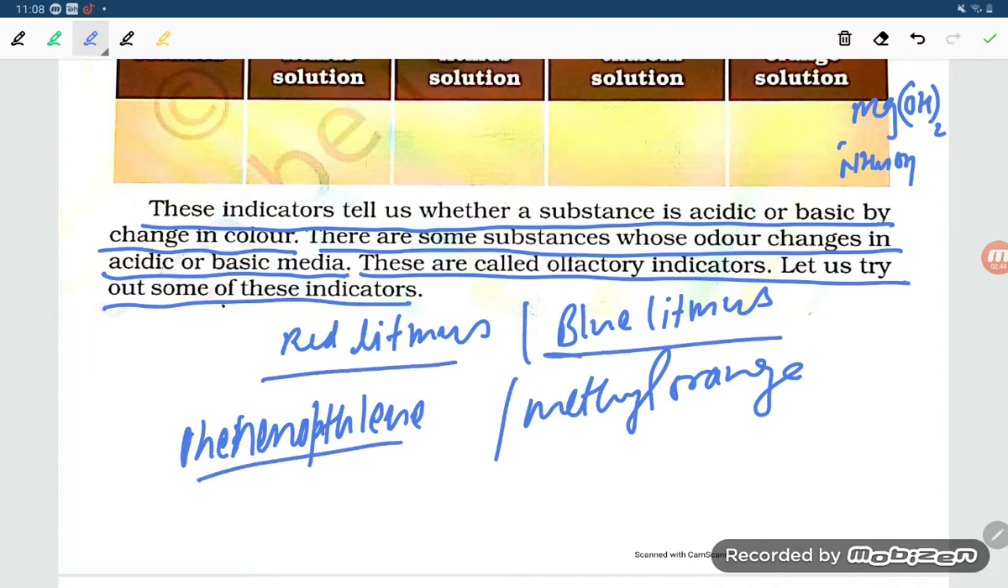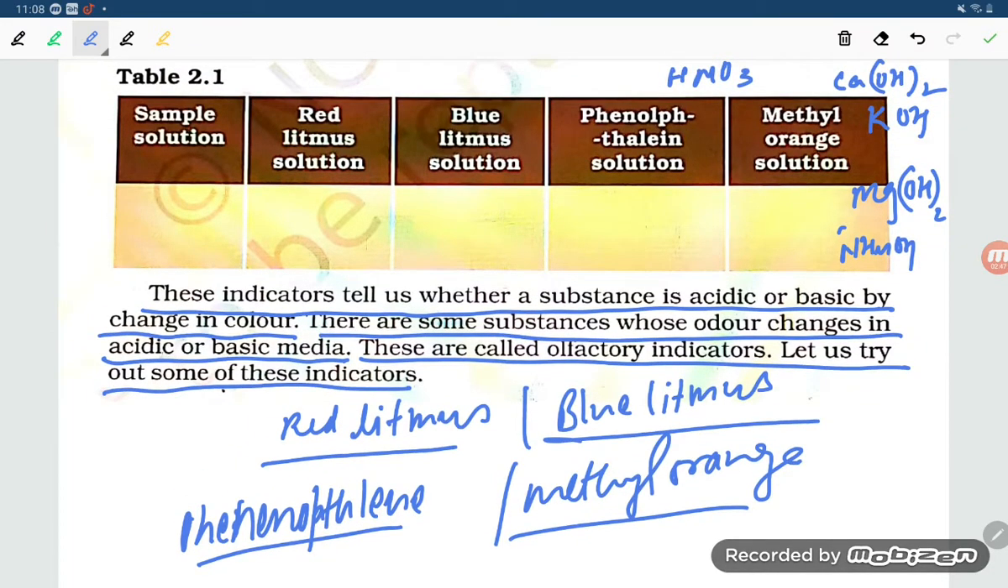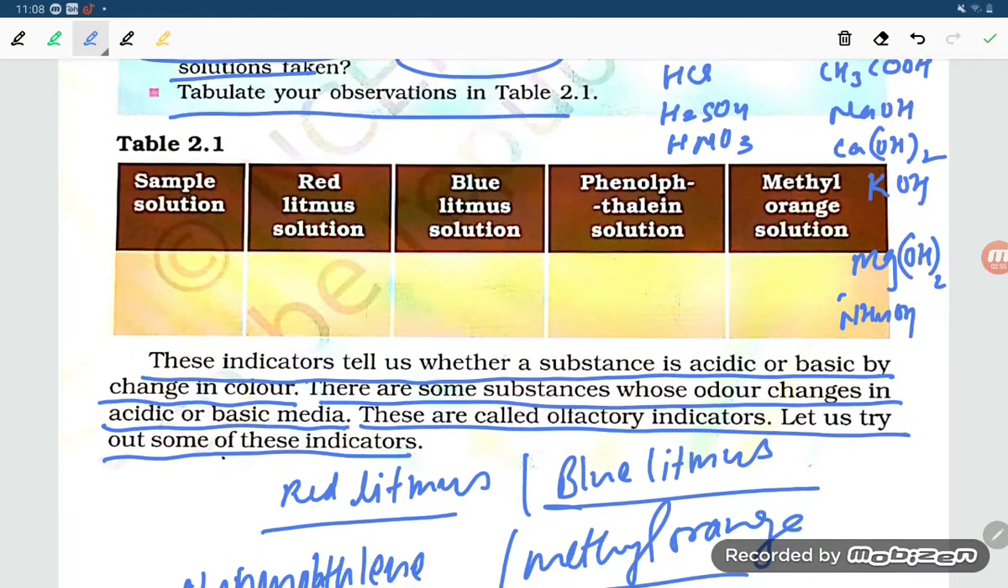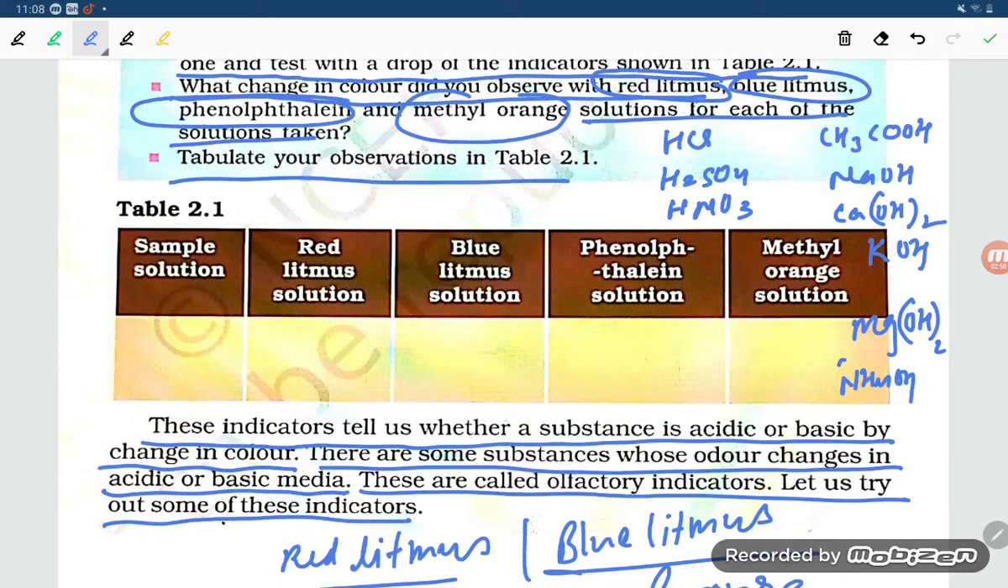So these four indicators are there, students, and we have to record the observations: red litmus, blue litmus, phenolphthalein, methyl orange, and the solution. Suppose I am taking the first solution, HCl. With red litmus, no change: red to red. It is an acid, so HCl solution, red litmus, no change.